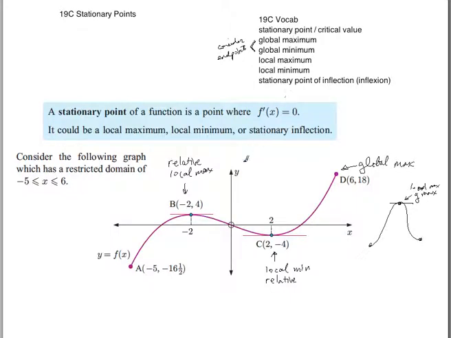All right. So there you have it. Sorry, of course here in this example would be a global minimum. So just to recap, a stationary point or a critical value, those are synonymous. A critical point or a stationary point is a point on the graph where the derivative is 0. And it could be a local maximum, local minimum, or stationary inflection, and we'll talk about this a little bit later.